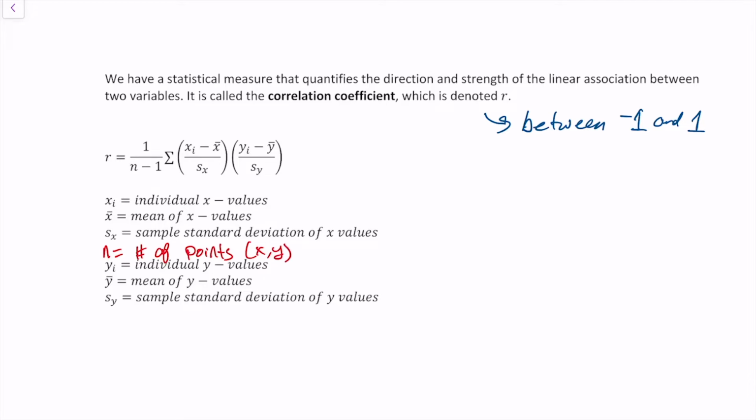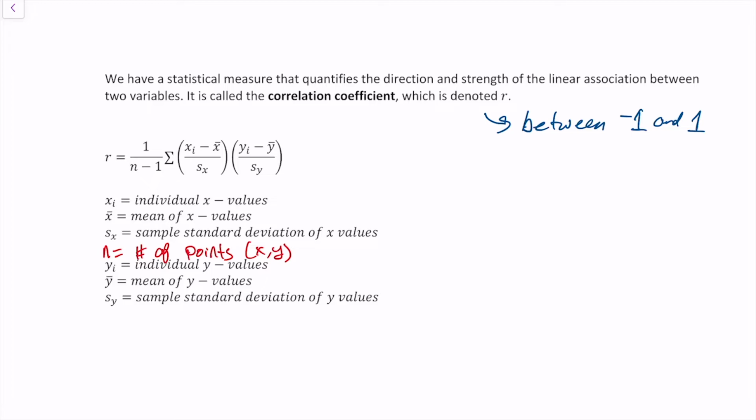So we do 1 over n minus 1 times the sum of, and what we do is for each individual x value in our data set, we take it, we subtract away the mean from it. So if you remember way back in the beginning of the course, that was a deviation. And then we divide it by the standard deviation of the x values. Okay, so we do that for each x value, and then we multiply it by, and we do the same thing for the y values. So you do each y value minus the mean of the y values, over the standard deviation of y.